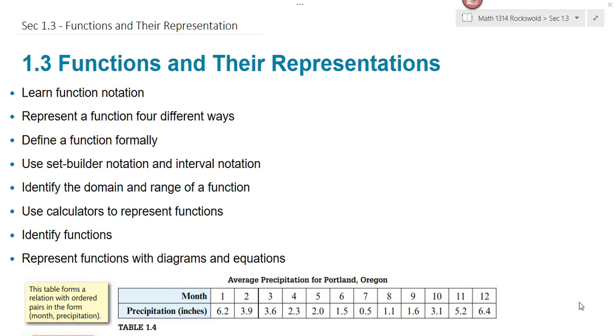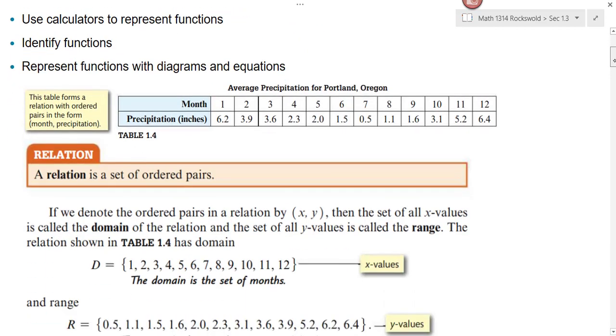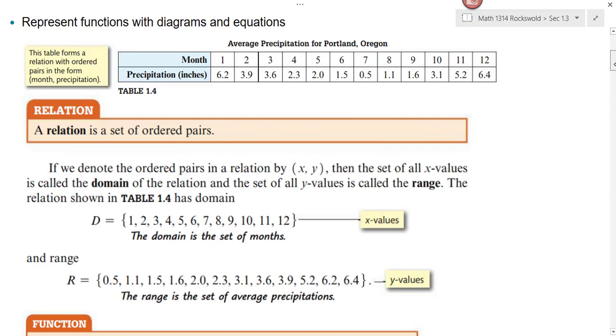Section 1.3 is functions and their representation. So we're going to review function notation and look at different ways that we can represent a function and get a formal definition of a function, and look at set builder notation and then identify some functions.